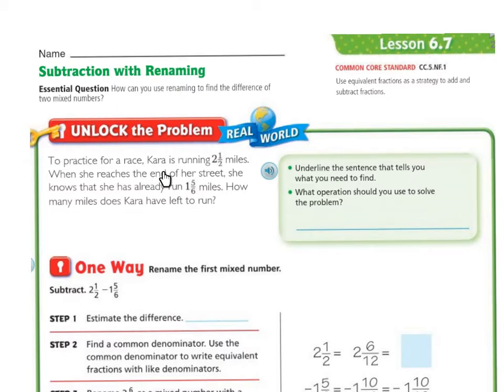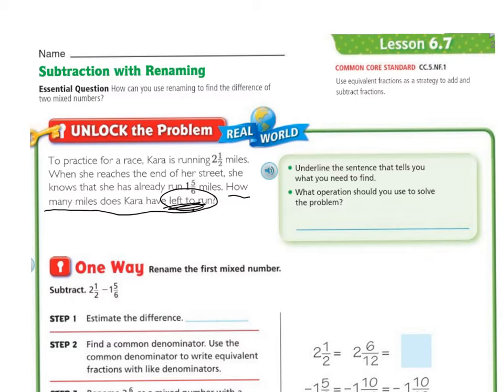To practice for a race, Kara is running 2 1/2 miles. When she reaches the end of her street, she knows that she's already run 1 5/6 miles. How many miles does Kara have left to run? Well, first let's underline the sentence that tells us what we need to find. So the sentence that we need to find is how many miles does Kara have left to run, right? We need to underline that.